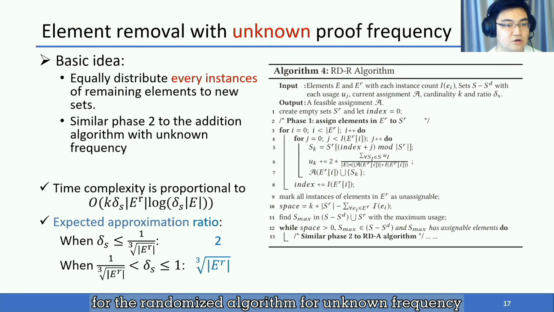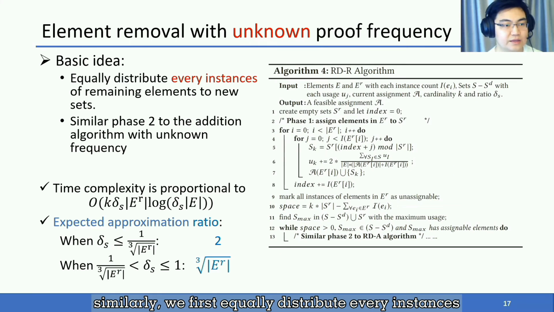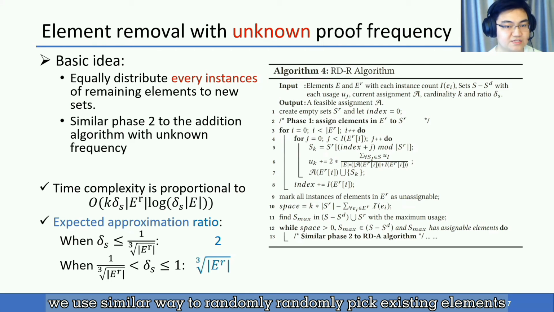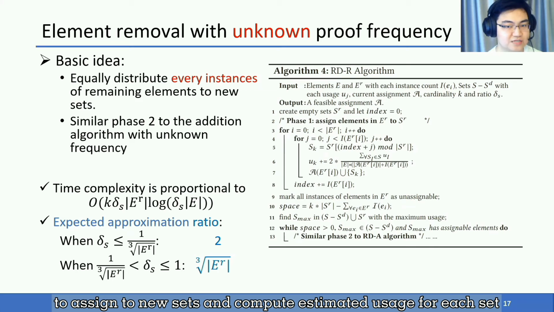For the randomized algorithm for unknown frequency, similarly, we first equally distribute every instance of remaining elements to new sets. In this case, we can make sure no duplicated instances from the same element are assigned to the same set. And in the second phase, we use a similar way to randomly pick existing elements to assign to new sets and compute estimated usage for each set.